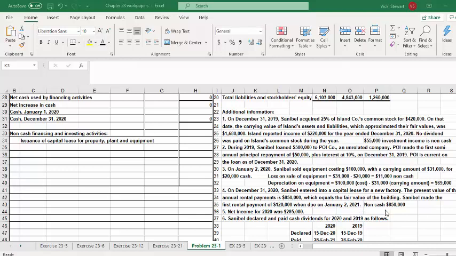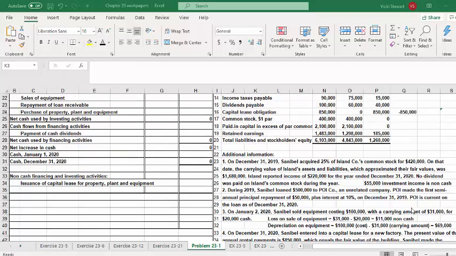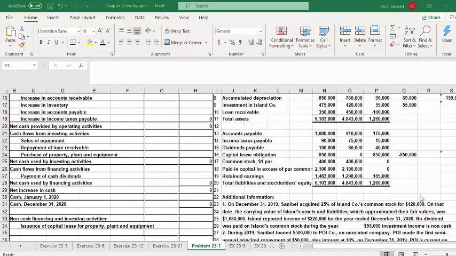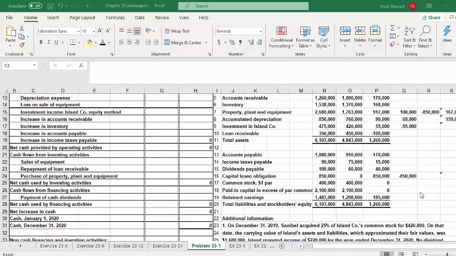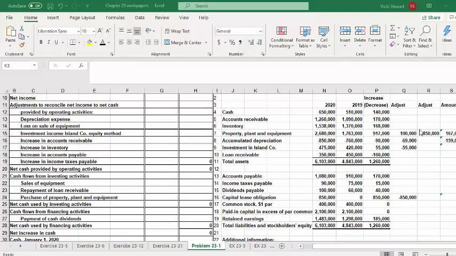2021. So this is an example of a non-cash financing and investing activity, because we entered into a capital lease for a new factory. So our property, plant, and equipment would have increased by $850,000, and the lease payable would have increased by $850,000, but no cash was exchanged. So when we have a non-cash item, we'll have to list that under non-cash financing and investing activities, but we also have to make an adjustment.